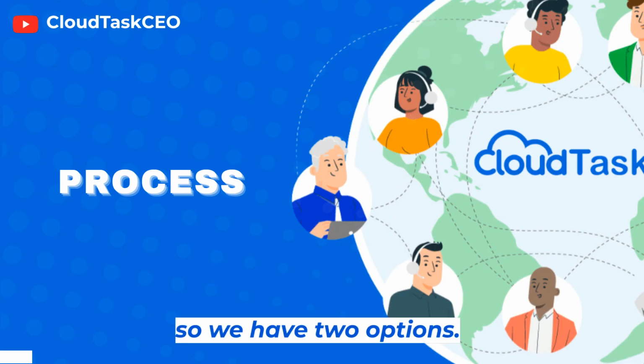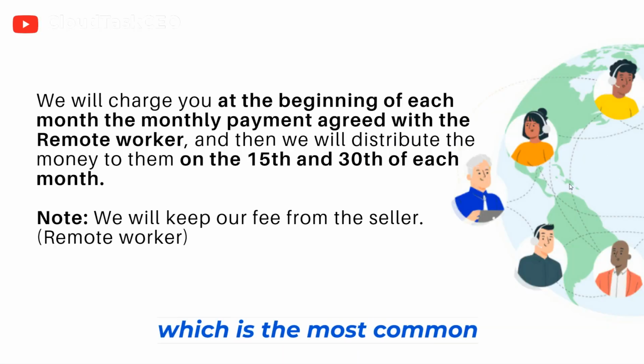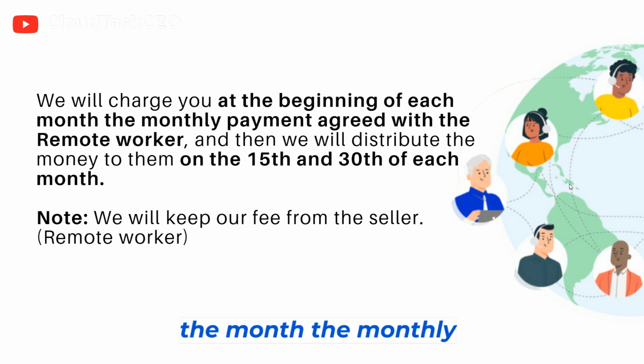So we have two options. The first option, which is the most common one, is that we will charge you at the beginning of the month the monthly payment that you have agreed with your remote worker, and we will distribute this money to them on the 15th and the 30th of each month. And as any other marketplace in the world, we will keep our fee from the seller, which in this case will be the remote worker.